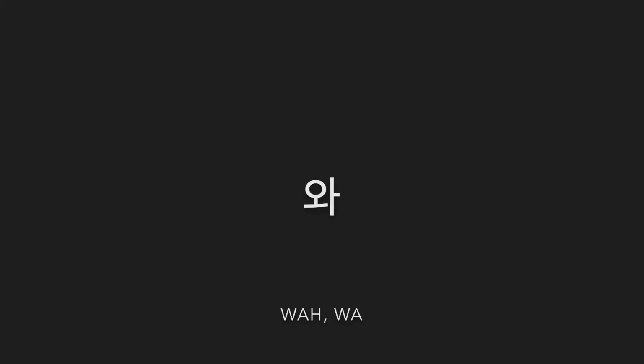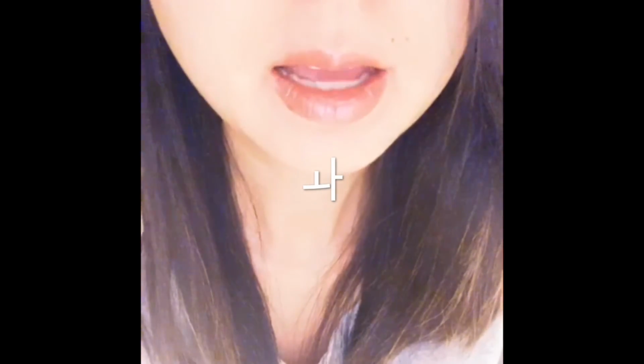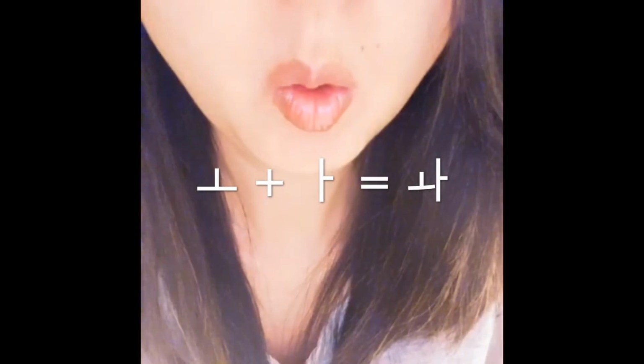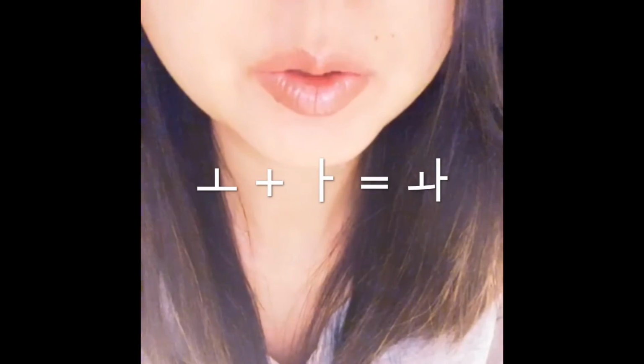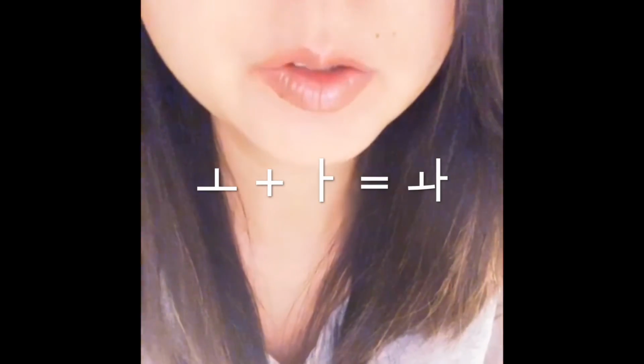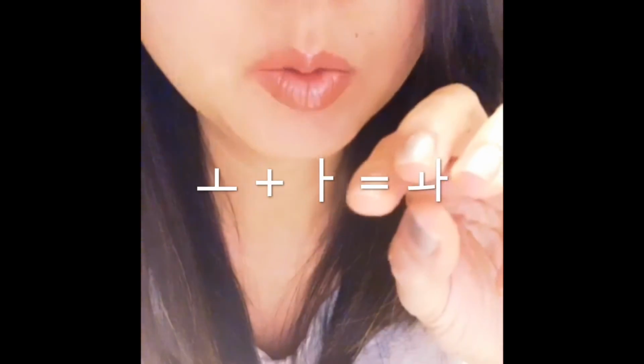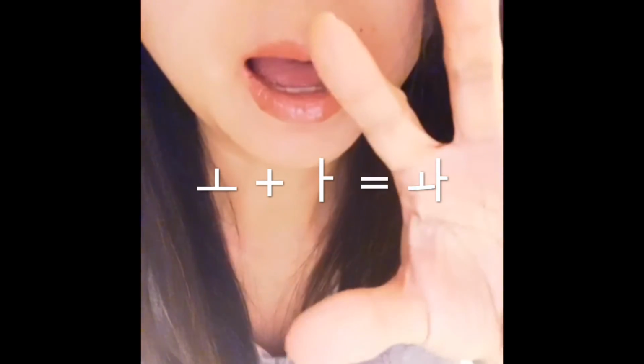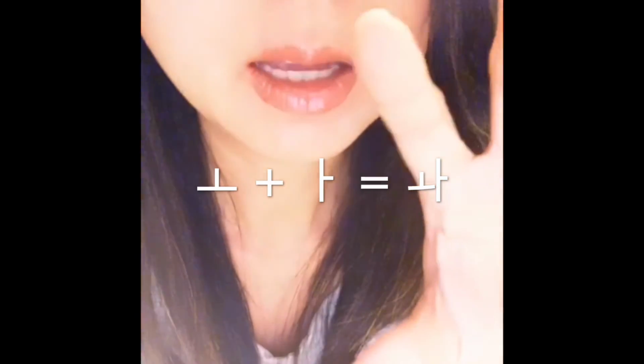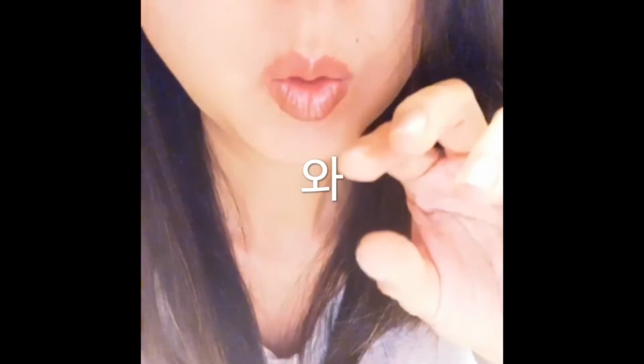와. It's a sound between O and ah. So you start with the O sound, so your mouth is like this, O, and then you end with ah. Wa. Okay, the closest sound in English would be wow. Okay?